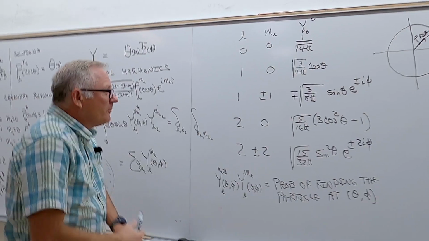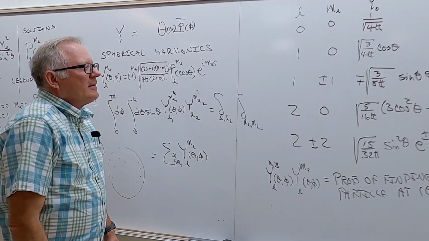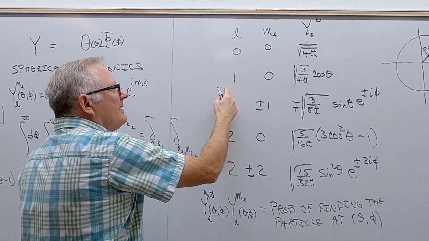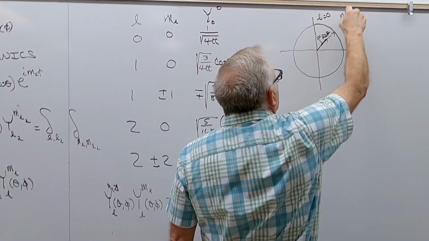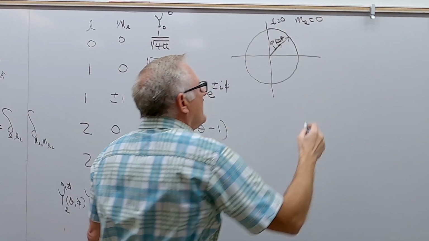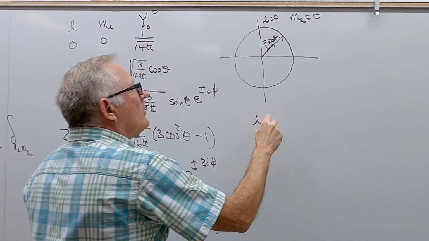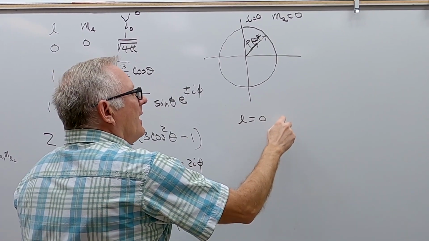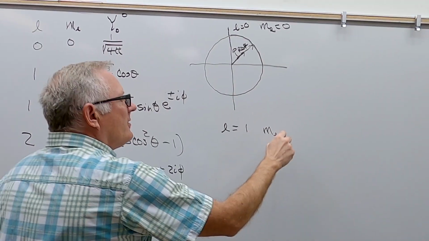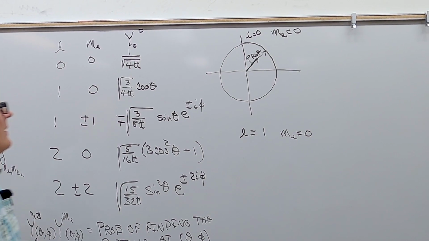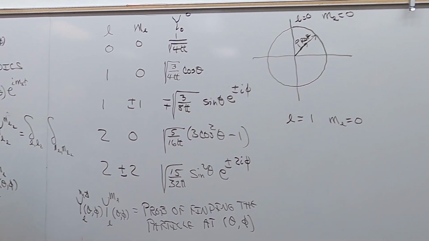Okay, so now let's look at this one. This was the L equals 0, M sub L equals 0. Let's look at the L equals 1, M sub L equals 0, which would be this one right here.